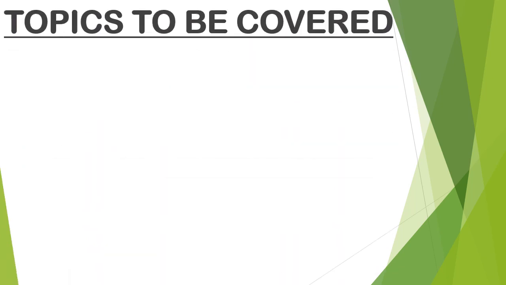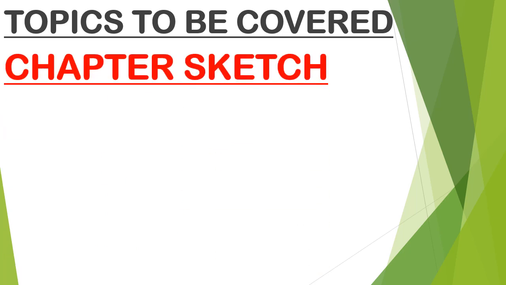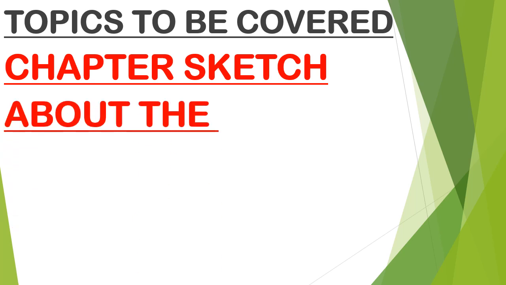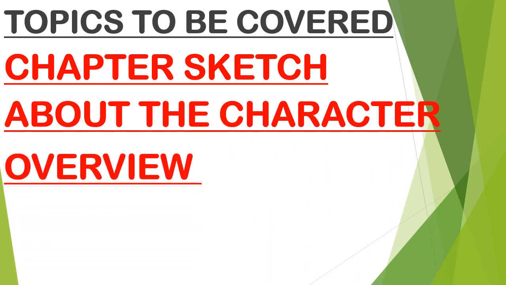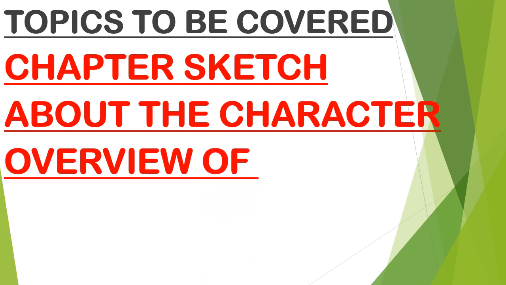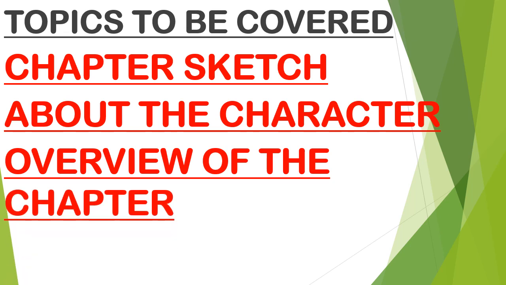Let us read the topics that today we are going to cover in this lecture. First of all, chapter sketch. After that, we shall read about the main characters of this chapter. And at last, we shall read the overview of the chapter, meaning the overall summary of this chapter. So, let us begin with the chapter sketch, meaning the introduction of this chapter, The Proposal. This is the 11th chapter, written by Anton Chekhov.